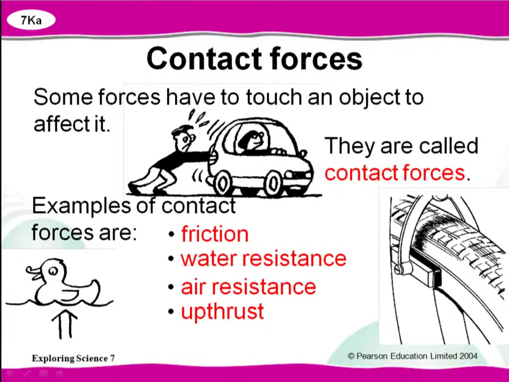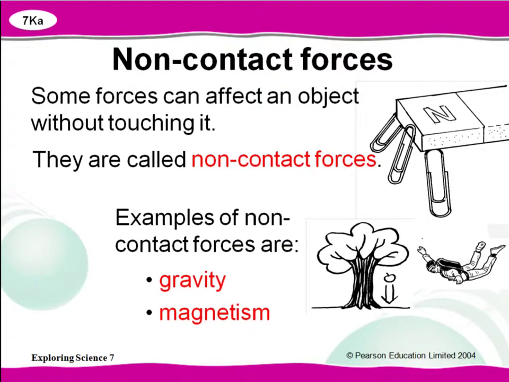There are contact forces. These forces have to touch an object to affect it. Examples are friction, water resistance, air resistance, and upthrust. There are also non-contact forces. These are forces that can affect an object without touching it. Examples of non-contact forces are gravity and magnetism.